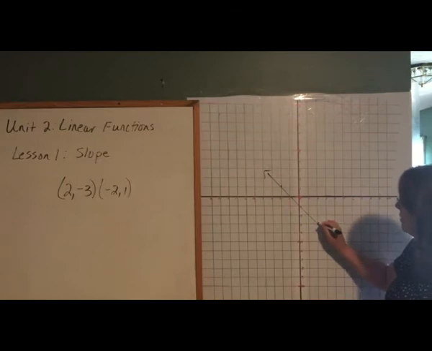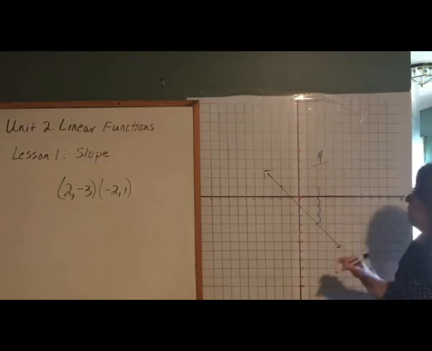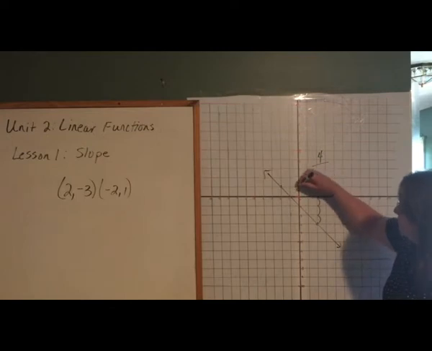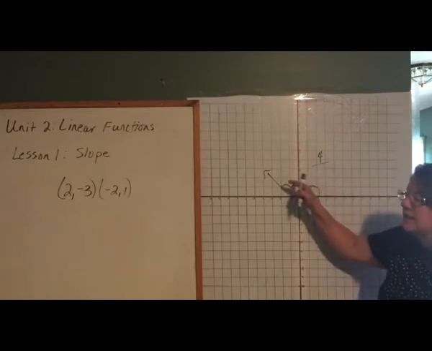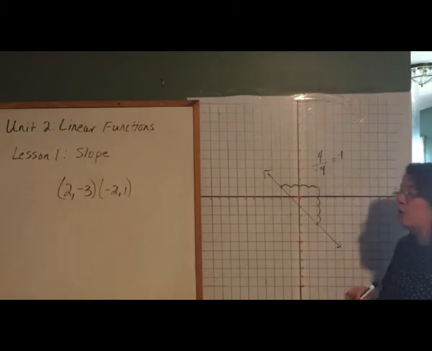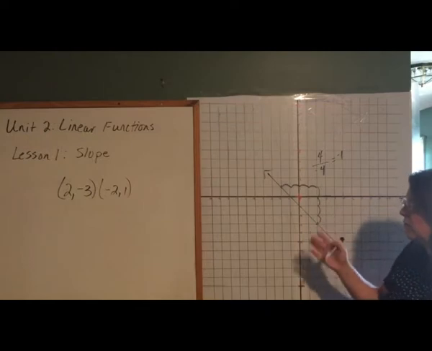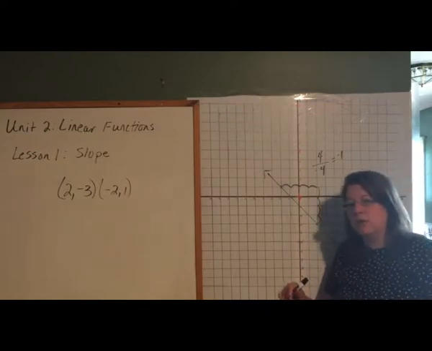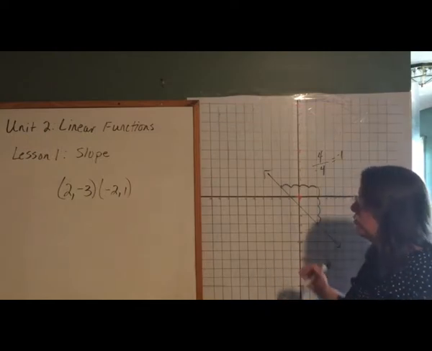So if I count rise, it's 1, 2, 3, 4. So my rise is 4. My run would be 1, 2, 3, 4 in the left direction, which would be -4, leaving me with a slope of -1. So this is a great way to do it. If you have a grid readily available, if you can graph it really quickly, that's great.